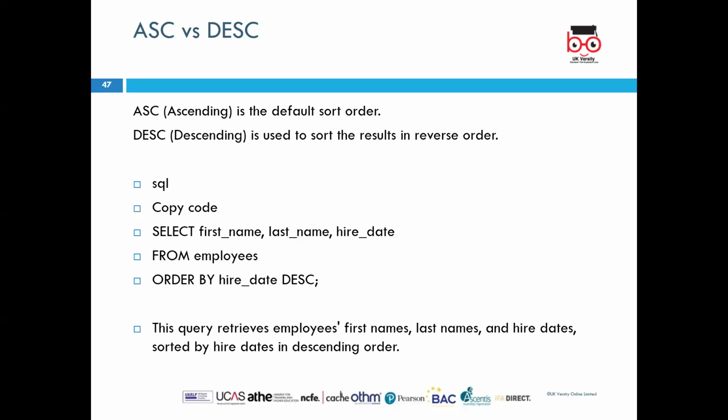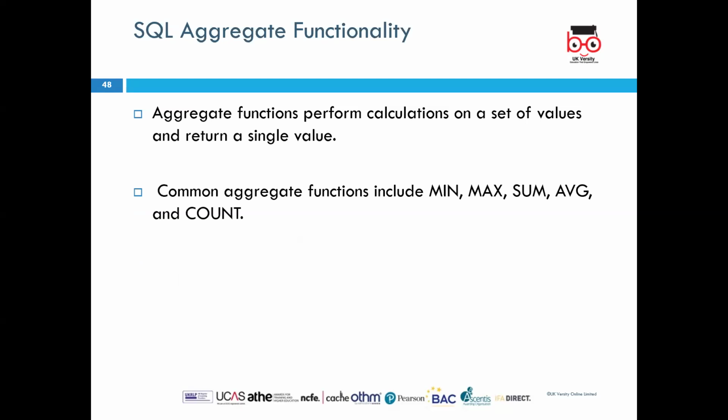So we have ascending versus descending. Ascending is the default sort order, while descending is used to sort the result in reverse order. SQL aggregate functions perform a calculation on a set of values and return a single value. Common aggregate functions include minimum, maximum, sum, average, and count.